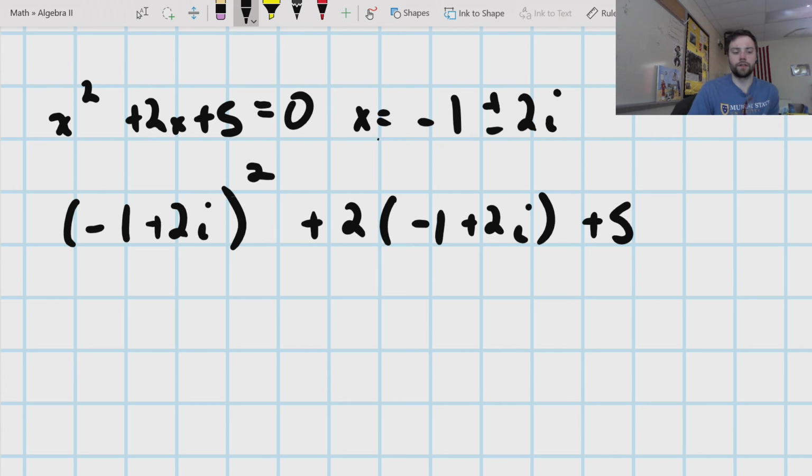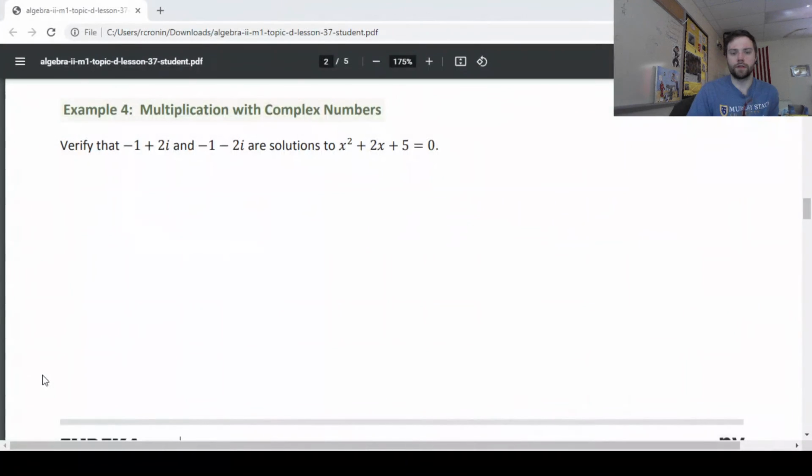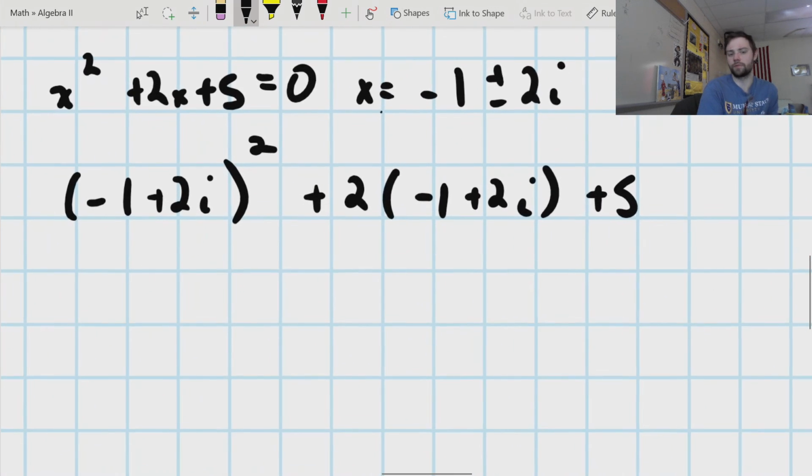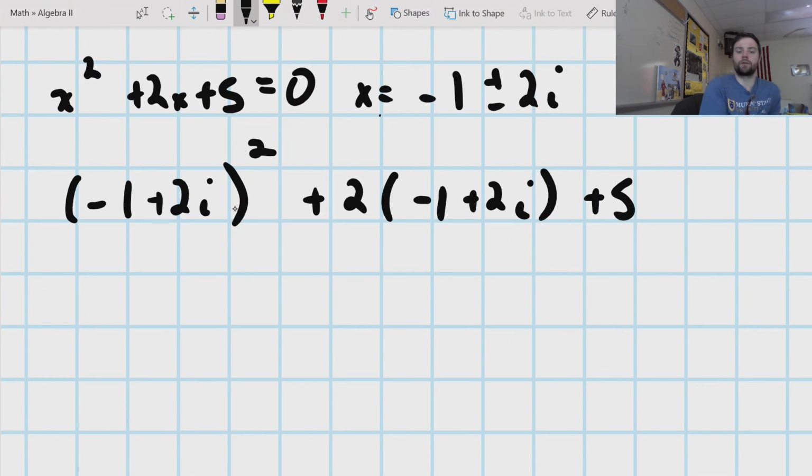I think that's what we're trying to do. So let me just double check there. Yeah. So these are solutions to the equation x squared plus 2x plus 5 equals 0. And we're going to show that. And so everywhere that I saw an x up here, I just plugged in negative 1 plus 2i. And then I'm going to plug in negative 1 minus 2i.